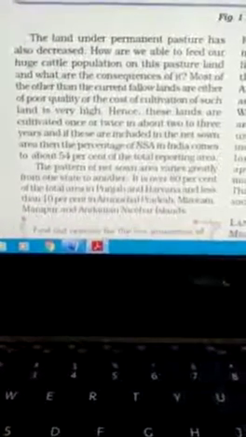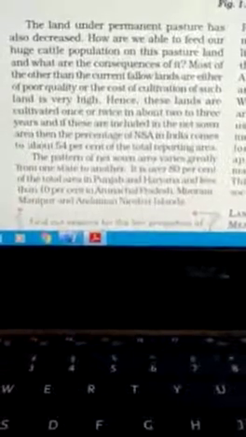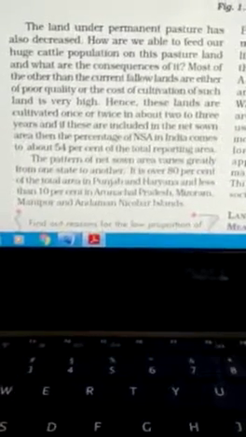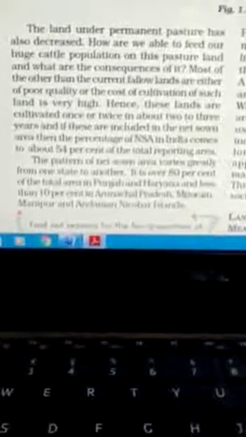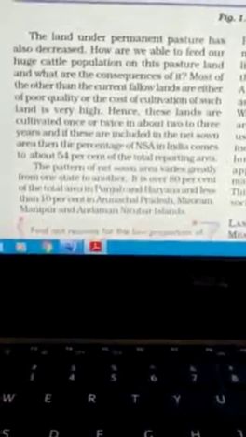Labor is less, machineries are too costly. So the cost of cultivation is very high, and it is difficult for the farmers. Hence these lands are cultivated once or twice in about 2 to 3 years, and if these are included in the net sown area, then the percentage of NSA, that is net sown area in India, comes to 54% of the total reporting area. So net sown area means the area from where you do agriculture.